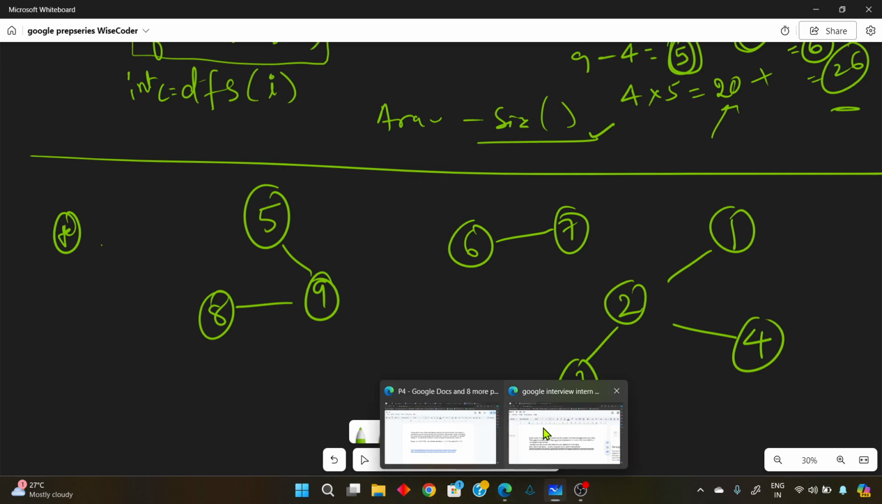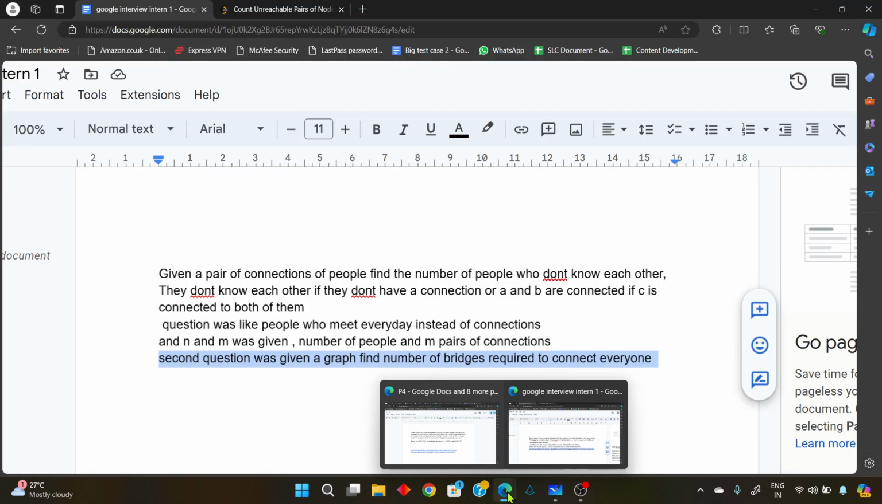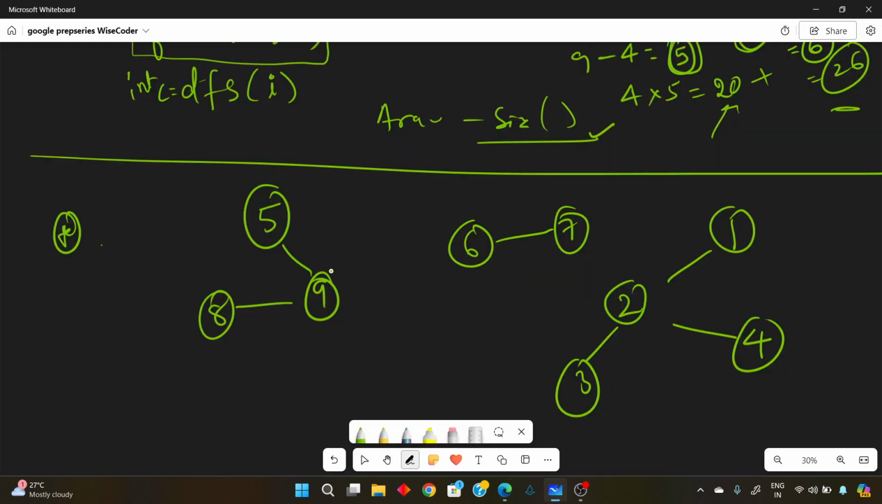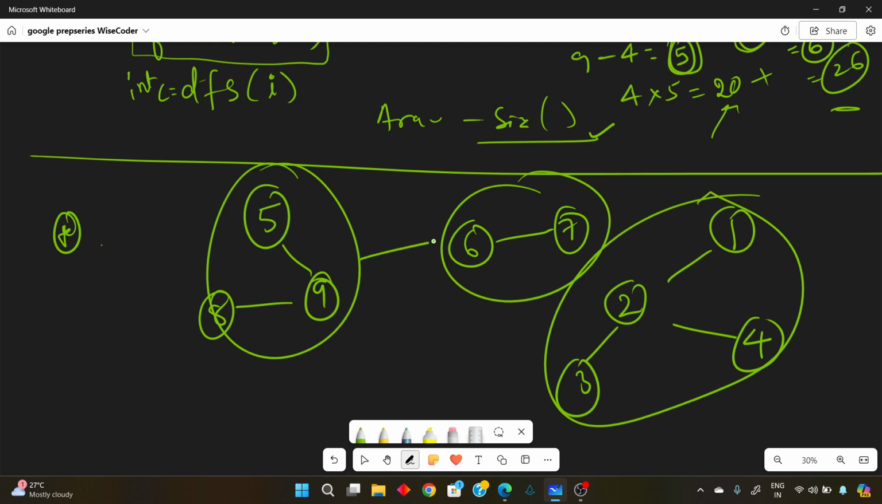So what they are asking is, what is the minimum number of bridges or connections you need to add so that everybody becomes friends? Here in this answer we have three groups, so you require only two connections. You can connect any of the two groups together. Oh, sorry, not any of the two. You need to have two connections between the groups. The three groups are there.